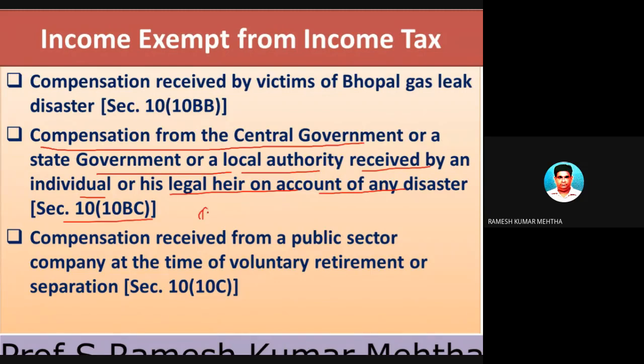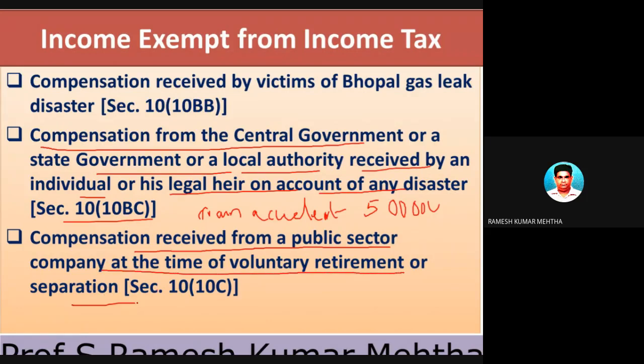For example, an accident has taken place and the individual has succumbed to the accident, and because of this the compensation is received by the legal heirs from the central government, state government or local authority. This 5 lakh rupees is fully exempted in the hands of the legal heirs. Next one, compensation received from a public sector company at the time of voluntary retirement or separation is also fully exempted from tax, subject to certain terms and conditions.